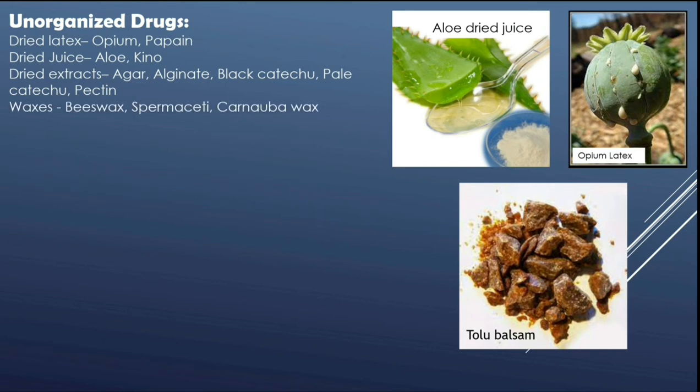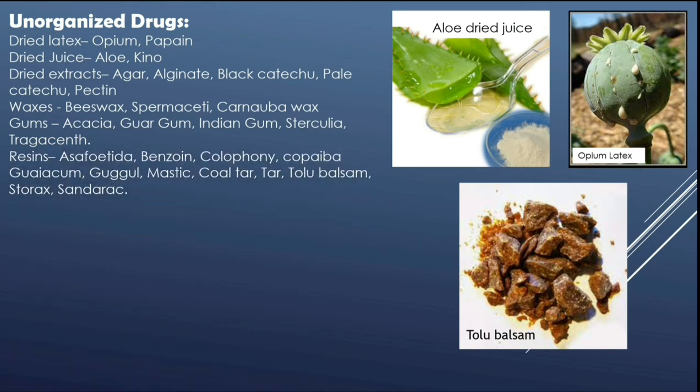Waxes: beeswax, spermaceti, carnauba wax. These are the waxes which are used as drugs. Gums: acacia, guar gum, Indian gum, sterculia, tragacanth. These are the plants whose gums are used as drugs. Resins: asafoetida, benzoin, colophony, copaiba, guaiacum, guggul, mastic, coal tar, tolu balsam, storax, sandarac. These are the drugs whose resin contents are used as drugs.